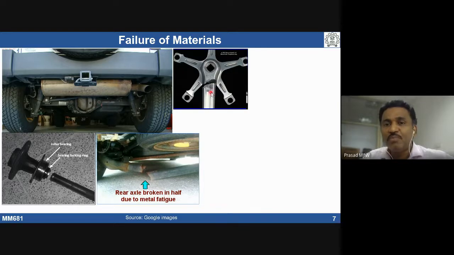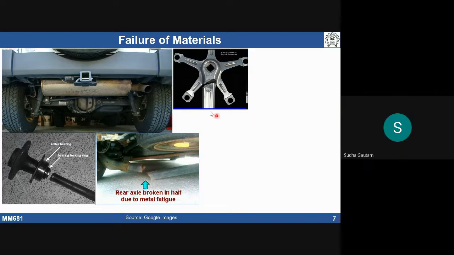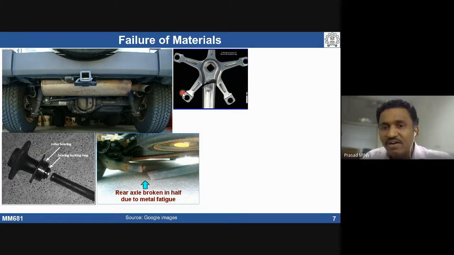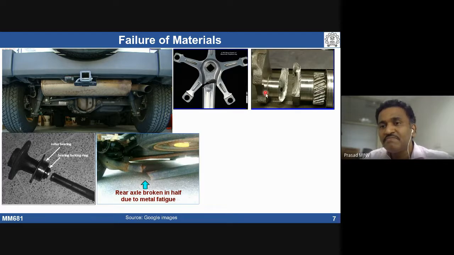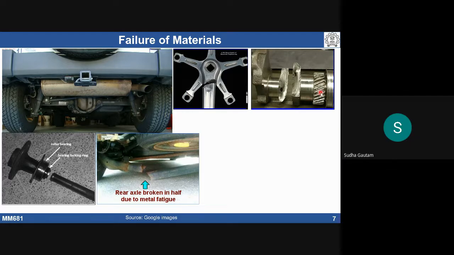And the other components I'm talking about here, what is this actually? Any idea? Connecting rod. Connecting rod, crank arm. Okay, crank arm. What is this? Any idea? Crankshaft. Yes, you are right.